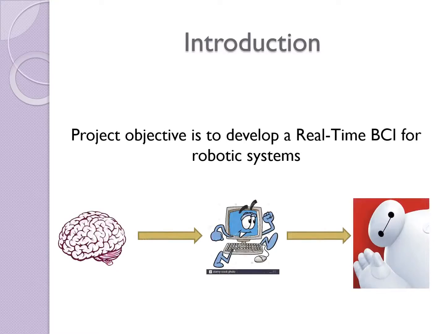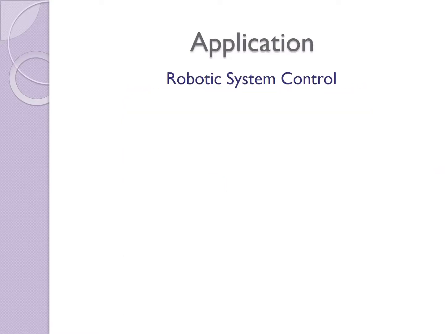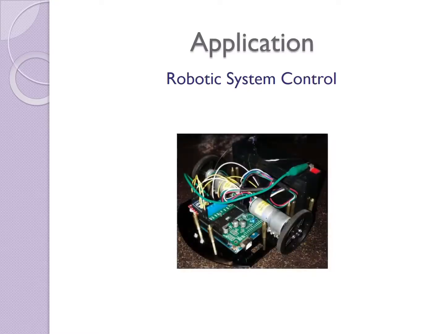With that, the objective of this project is to develop real-time BCI for robotic systems. One of the applications for this project is a software simulation of a maze exploration game. The user is given an avatar and will be trying to reach the goal point. Secondly, we have a robotic system. This is a two-wheel robot and we will be controlling it. It can perform left, right turns, and forward movements.